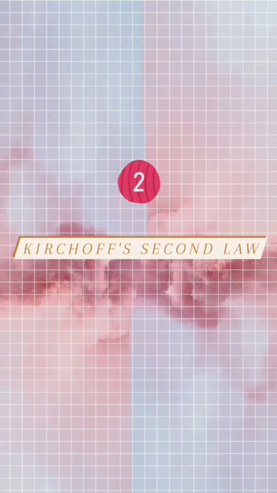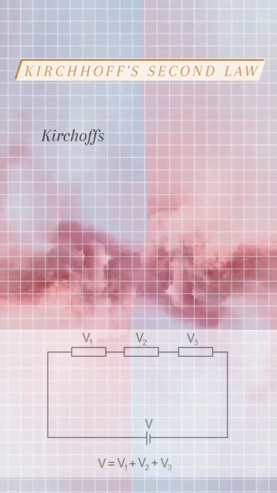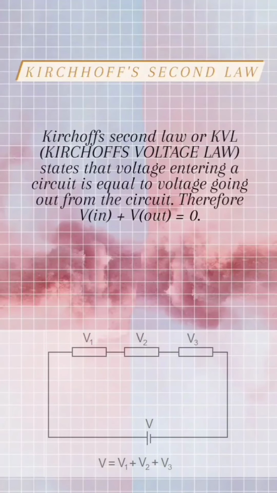Kirchoff's second law, or KVL, which stands for Kirchoff's voltage law, states that voltage entering a circuit is equal to the voltage going out from the circuit. Therefore, V in plus V out equals 0. From the picture below, we can see that the EMF V is equal to V1 plus V2 plus V3.